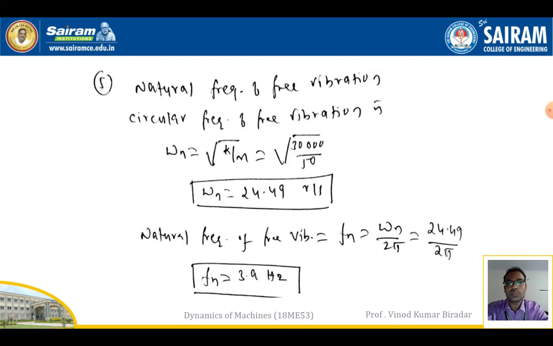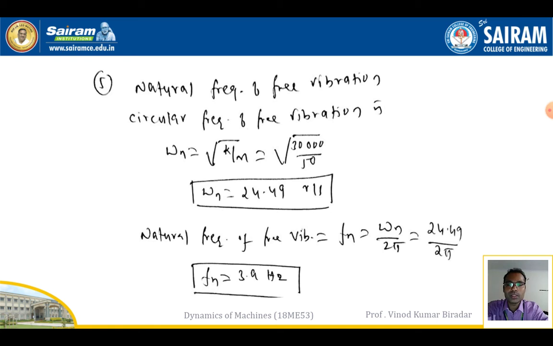Now the fifth one is the natural frequency of the free vibration, that is, the circular frequency of the free vibration. We know that omega n is equal to square root of k by m. The stiffness is 30,000 and the mass is 50. Substituting, we get the natural frequency equal to 24.49 radian per second.